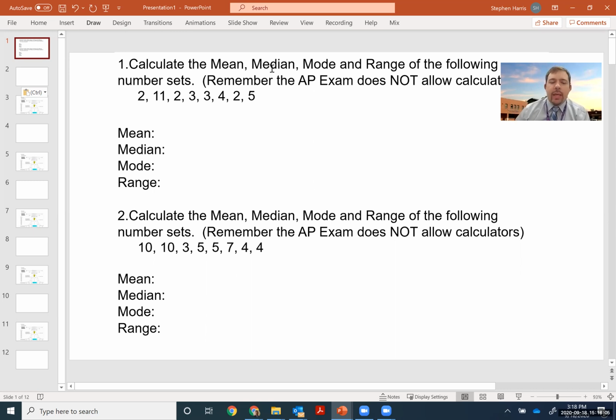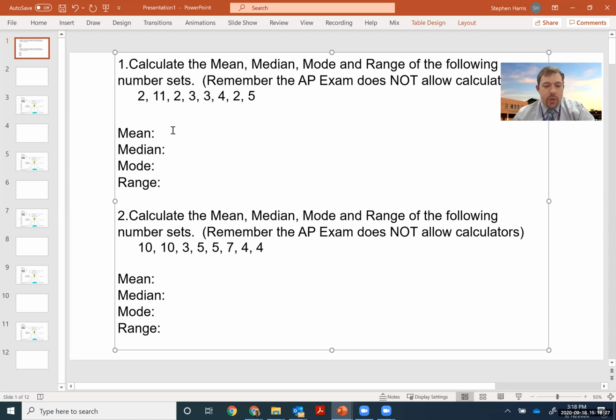These are just like they will be on the AP exam, where you're given a simple set of numbers that you can hopefully do some mental math for, and then you will be able to create the basic calculations. For calculating the mean, you add all of those numbers together, and then you divide by 8. In this case, your total should have been 32. You divide that by 8, and you end up with a mean of 4.